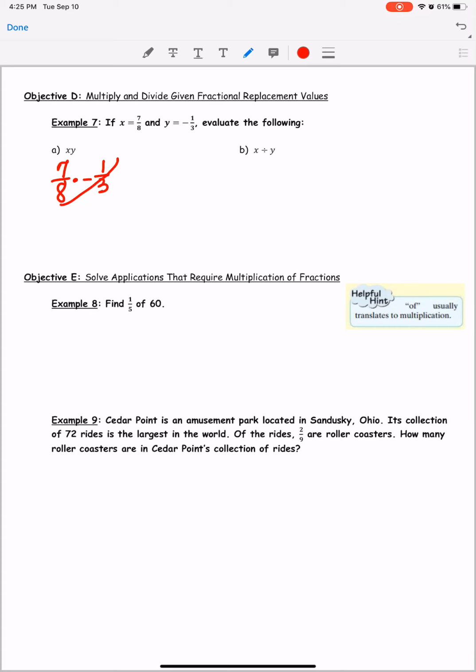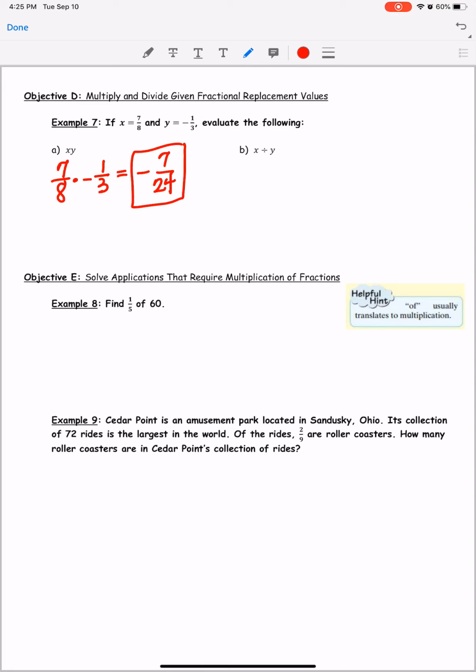So cross-reduce if you can. 1 and 8, 1 is prime, you can't. 7 times 3, 3 is prime, so we can't, so just multiply straight across. Positive times negative is negative. 7 times 1 and 8 times 3. And again, if you couldn't cross-reduce, then we can't reduce this fraction, plus 7's a prime number.